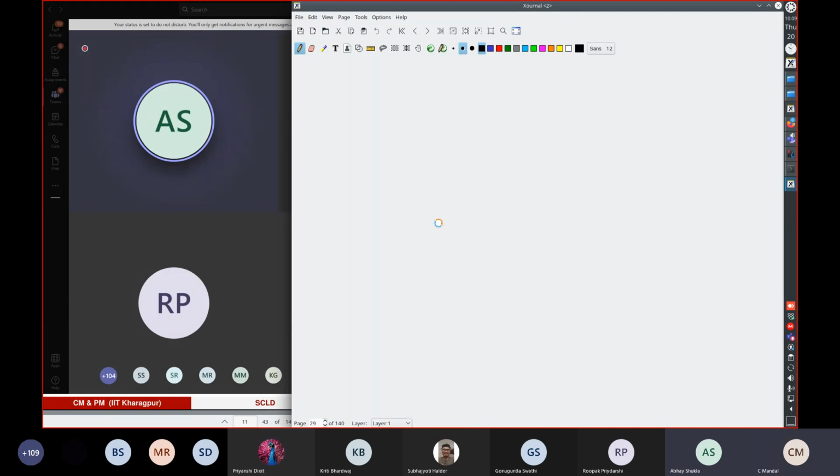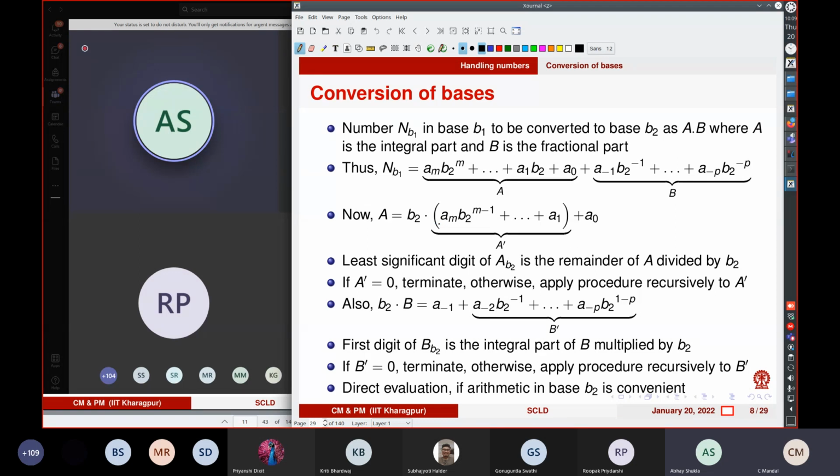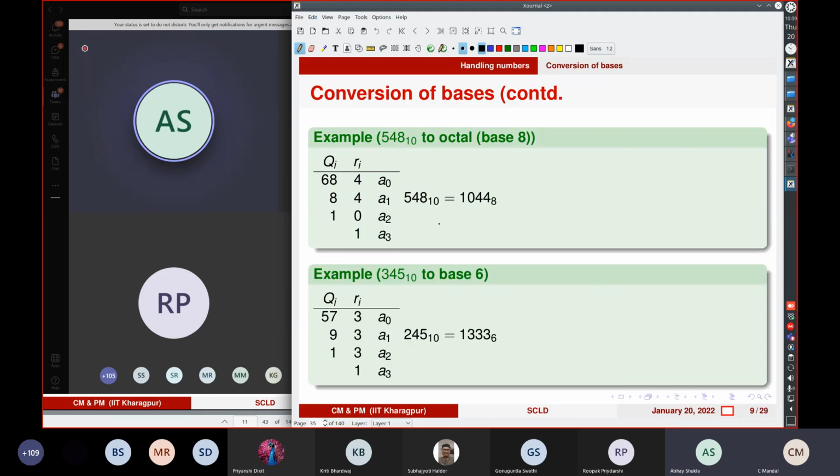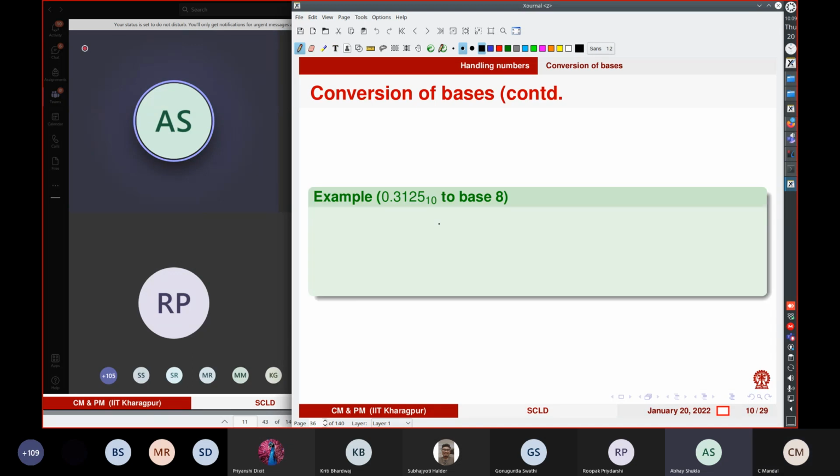Now the other part is that you can also do a direct evaluation if arithmetic in base 2 is convenient. That is what we have been doing actually. You can also do a direct evaluation. These examples we covered yesterday. These are the same examples.